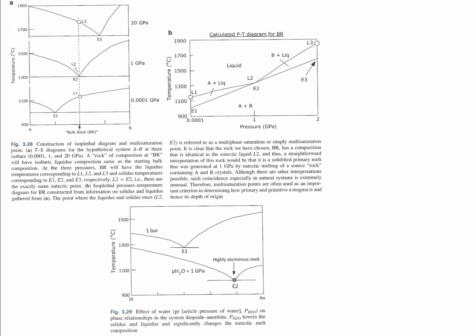So at higher pressures, at 20 gigapascal, our eutectic point will move much more to the side of the bulk rock of mineral B, whereas at very, very low pressures, it will be more on the side of mineral or rock number A. And with increasing pressure, we are also increasing the temperature. Can you see this, yeah?